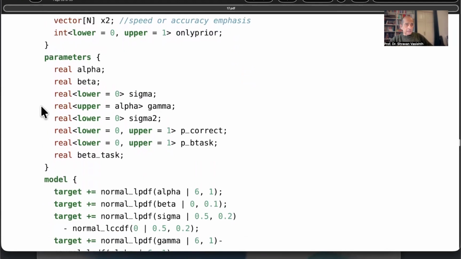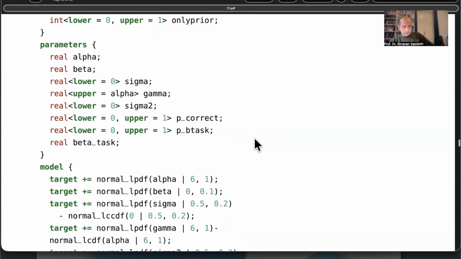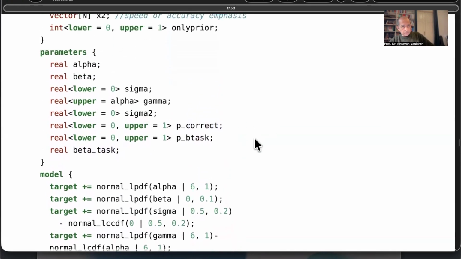Then the parameters are all familiar to us: 1, 2, 3, 4, 5, 6. These parameters we've seen before. And notice that we have a parameter for beta task, but we don't have a parameter for alpha task here, because that will be created as a function of the probability of beta task. And this is the probability of producing a correct response. So that's how the parameters are set up.